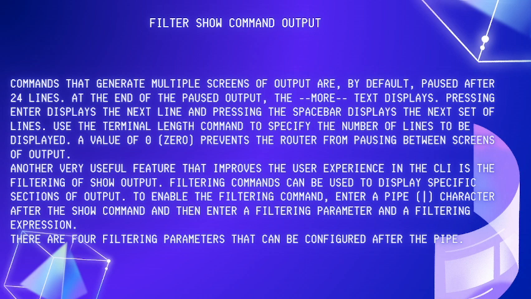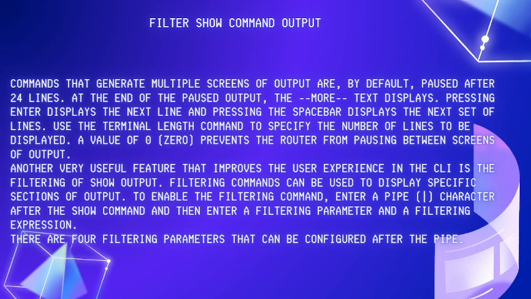Filter show command output. The commands that generate multiple screens of output are, by default, paused after 24 lines. At the end of the paused output, the --More-- text displays. Pressing Enter displays the next line, and pressing the spacebar displays the next set of lines. Use the terminal length command to specify the number of lines to be displayed. A value of 0 prevents the router from pausing between screens of output.